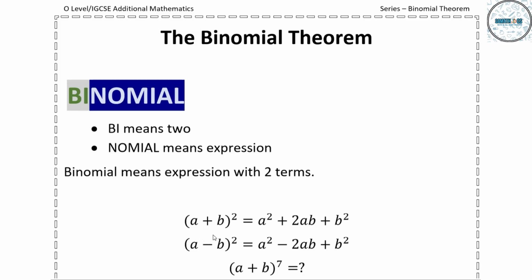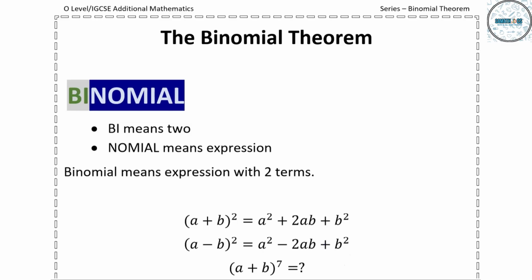So if we have (a plus b) whole square, it is equal to a square plus 2ab plus b square. If it is (a minus b) whole square, it is equal to a square minus 2ab plus b square. Now, if we have to expand (a plus b) with power 7, what steps do we need to do?